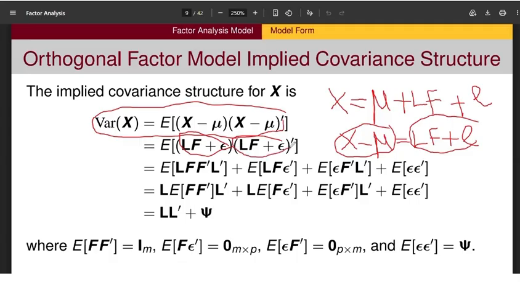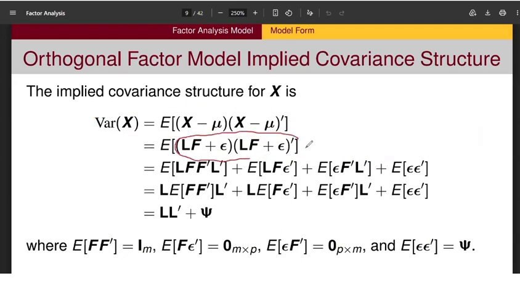Because from the factor analysis model, if X equals mu plus LF plus E, then X minus mu will be equal to LF plus the E. And when that happens, now we've got this guy, right? Now, can we have a way to expand that? Okay. Now look at the way we want to distribute that. Please pay attention and see the way we're going to do it.